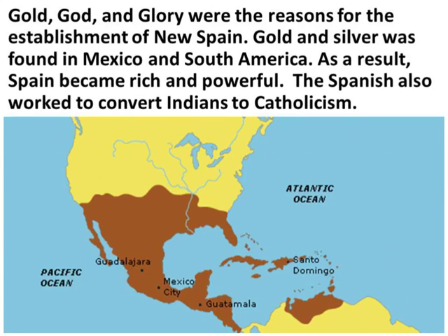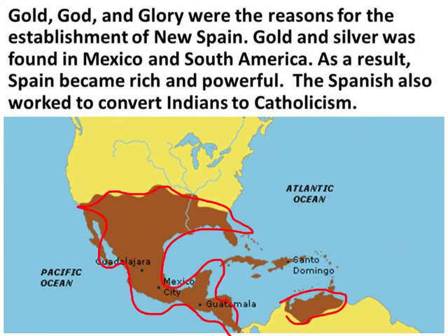Gold, God, and glory were the reasons for the establishment of New Spain. Gold and silver was found in Mexico and South America. As a result, Spain became rich and powerful. The Spanish also worked to convert Indians to Catholicism. Now, when you look at this illustration, this shows you the area that encompassed New Spain. So this area right here in brown, pretty much Mexico, Central America, and just a little part of South America.